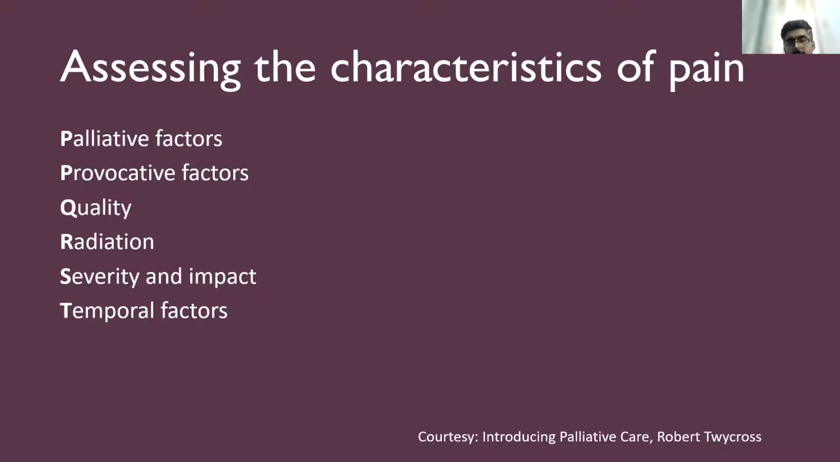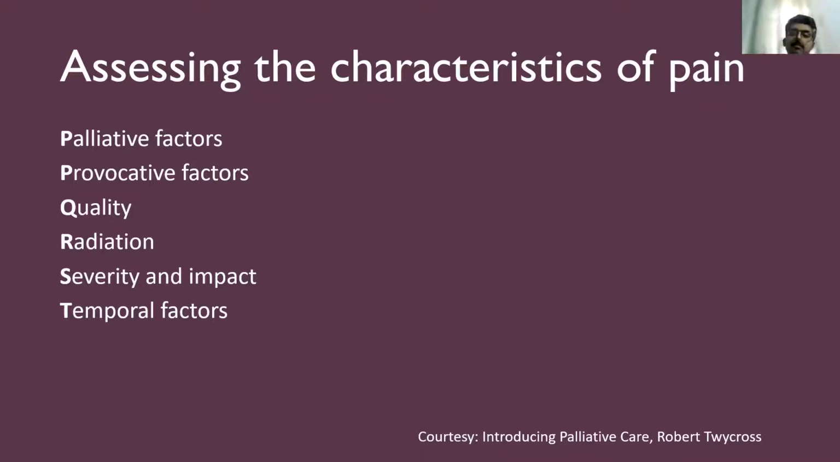Palliative factors are the relieving factors, what makes the pain better. Provocative factors are what makes the pain worse. Quality of pain is very important in distinguishing the kinds of pain. As I mentioned earlier, neuropathic pain can be described as a stabbing kind of pain, burning, electric shock-like sensation, pins and needle sensation, all those things. Whereas visceral pain can be described as a colicky pain or a twisting pain. Somatic pain may be described as a dull aching pain, etc. That will help us in determining the type of pain.